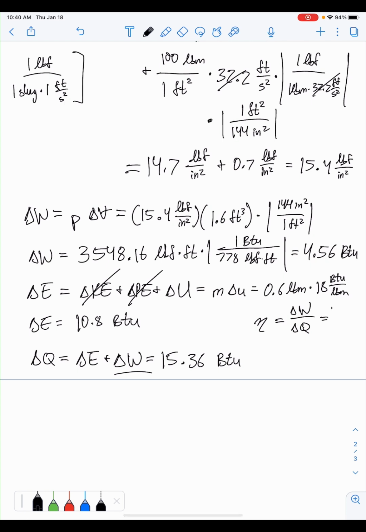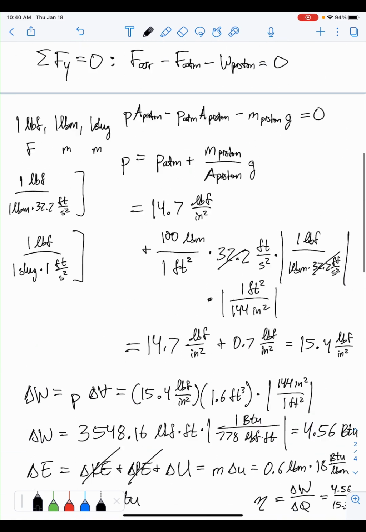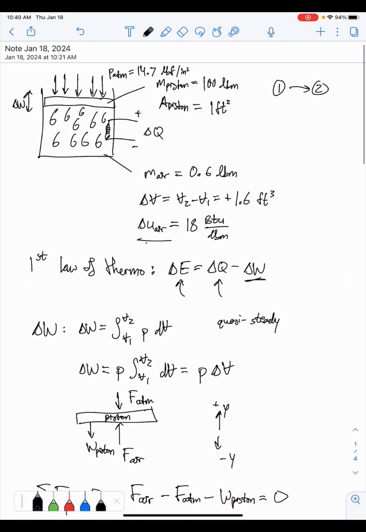So our efficiency would then be, which is like 29.7% efficiency, which is pretty standard for most systems in general. Very, very low efficiency values. So yeah, that is the problem of the resistor generating this piston cylinder of air.